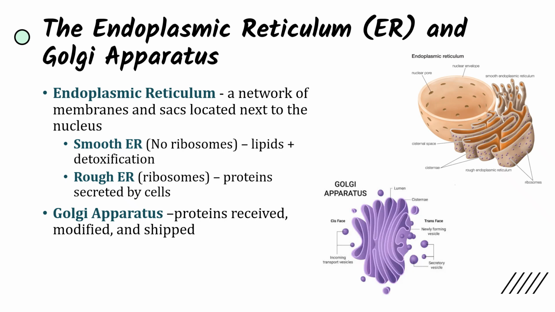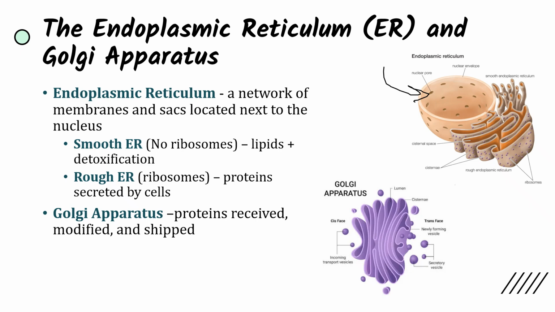So we started talking about the endoplasmic reticulum as a place where ribosomes can be bound. But let's now go further in depth. The endoplasmic reticulum is a network of membranes and sacs located next to the nucleus. So it's going to be right next to the nucleus, as you can see in this image here. And there are two kinds: a smooth endoplasmic reticulum and a rough endoplasmic reticulum.